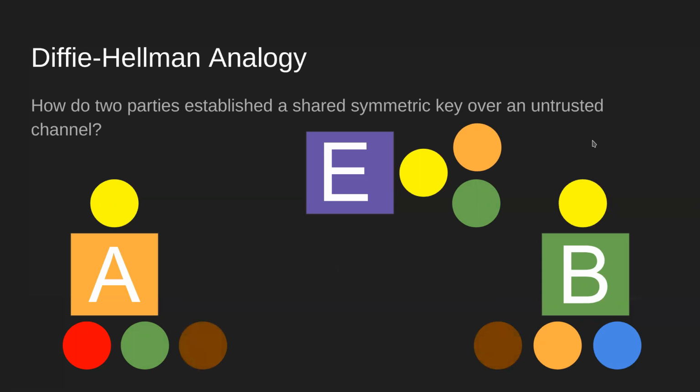And then A takes B's mixed color, which is green, and mixes it with red to get brown. And B does the same with A's public color and B's private color, so the orange and blue, and B gets brown. Eve can't arrive at the brown color because Eve is missing either the red or blue that's needed to get to the brown color.